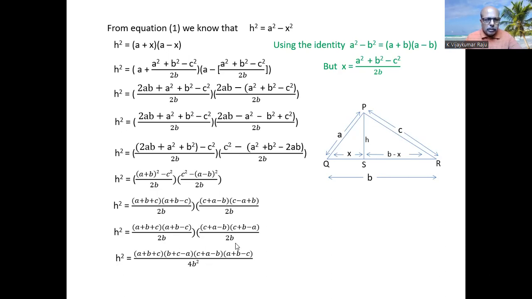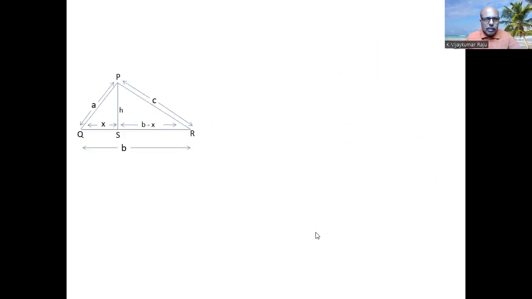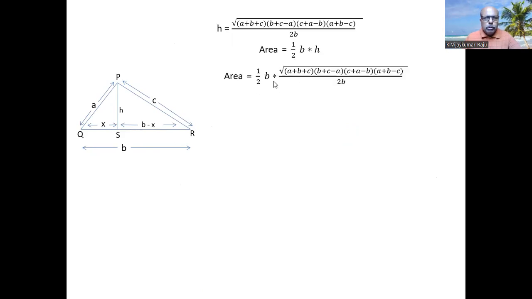So this is h square is this much. Okay. So what will be h? H will be the root of the whole thing, numerator, and square root of 4b square is only 2b. So this will be your h value. Now, let us see. Your figure is here. This is the h value we have calculated. Now, area is what? Half base into height. Base is b, and height is this formula. So let us write that. Half into b into this formula.